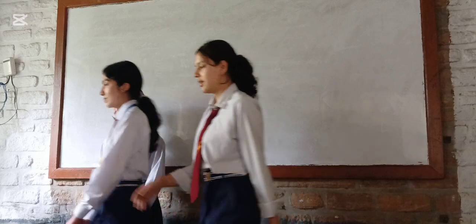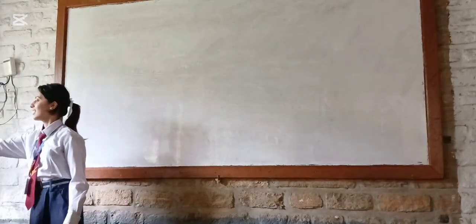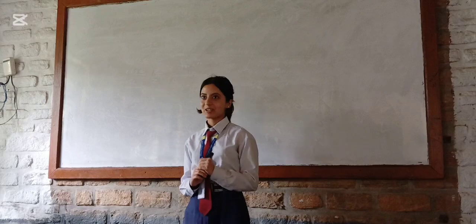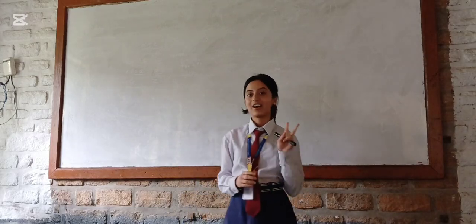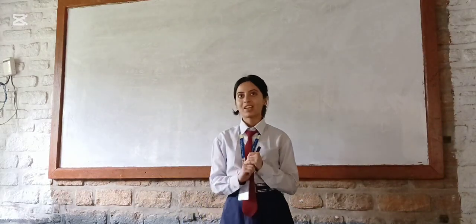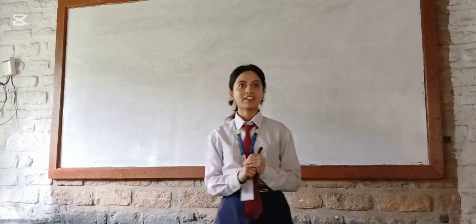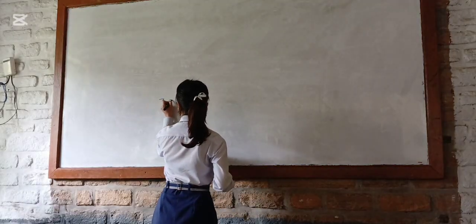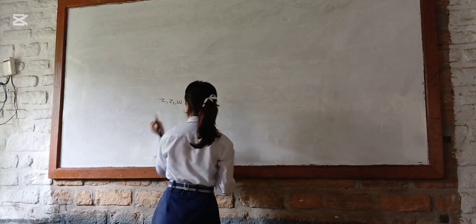Today we are here to discuss the topic complex number, and we would like to begin here. So what is a complex number? A complex number is an ordered pair of two numbers x and y. A complex number is generally denoted by Z or Z1 or W, etc.